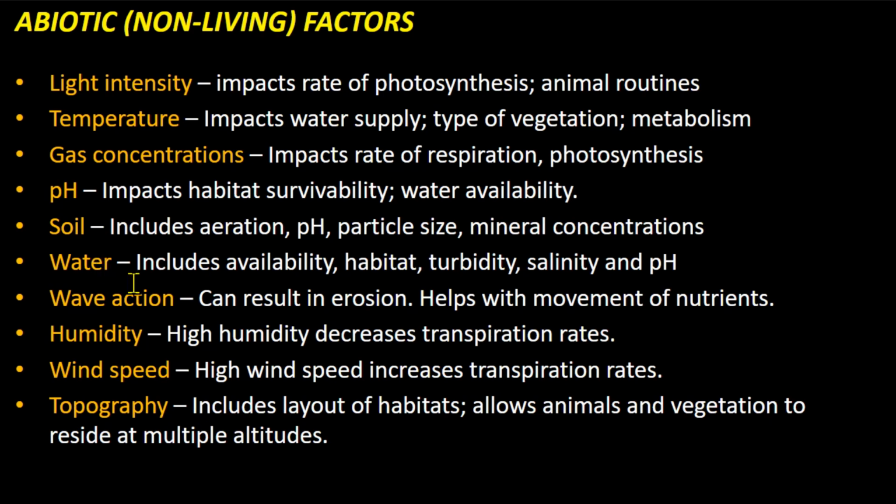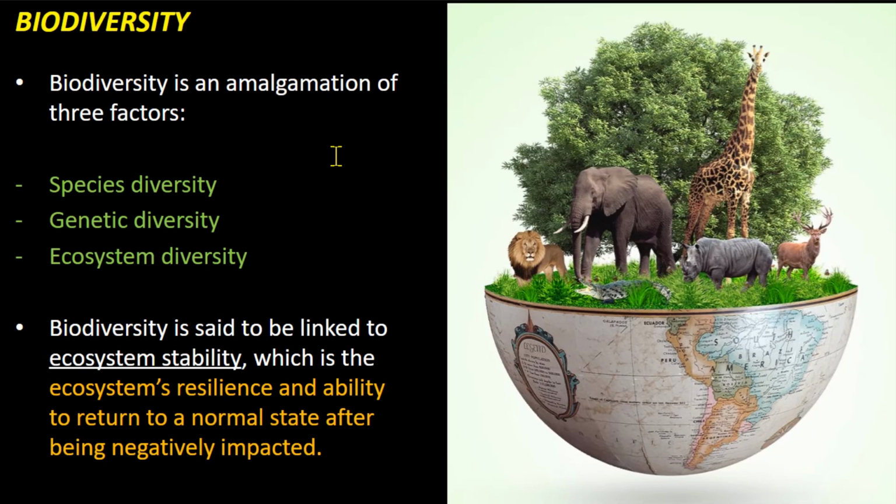Wave action, which can result in erosion and help moving nutrients and gases around. Humidity would decrease transpiration. Wind speed would increase transpiration. And topography, which is like the layout of the land, would include the different types of altitudes that animals and vegetation can live. Biodiversity is an amalgamation of three factors: species diversity, genetic diversity, and ecosystem diversity.